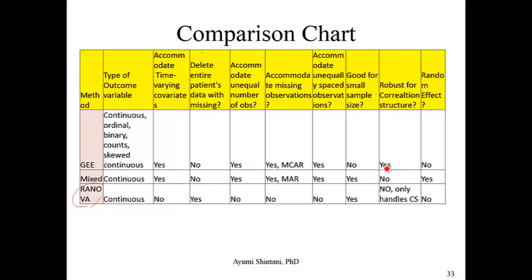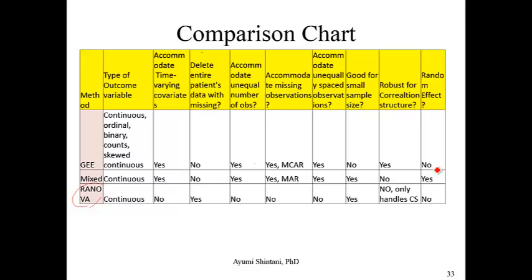Okay. And the good thing about GEE is that if you specify the wrong correlation structure, such as independent structure, the model will converge to the right correlation structure if you don't have missing data, or if you have an equal number of observations between patients. In the mixed effect model, if you specify the wrong correlation structure, it can bias the p-value. And RANOVA only handles compound symmetry, so RANOVA is not flexible for correlation structure at all.